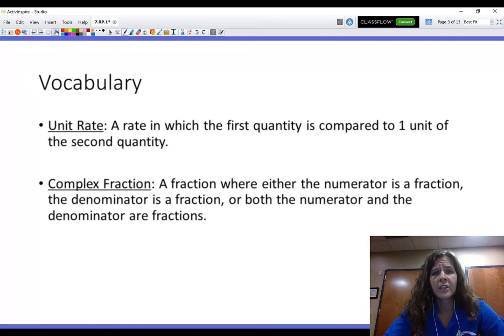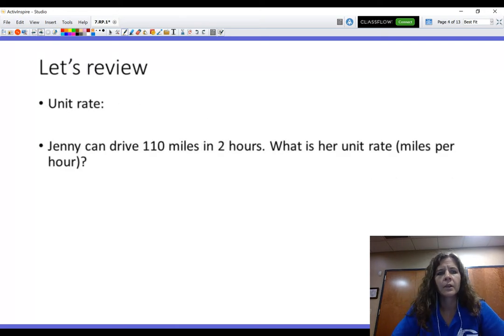A complex fraction is a fraction where either the numerator is also a fraction, the denominator is a fraction, or both the numerator and the denominator are fractions. Complex fractions are fractions that contain fractions. But let's review unit rate really quick.